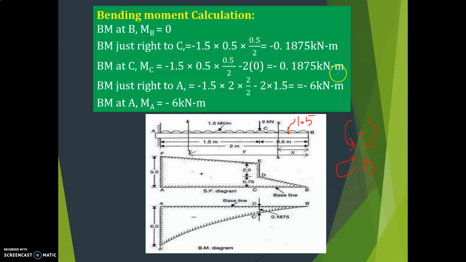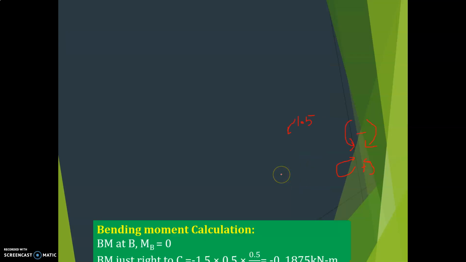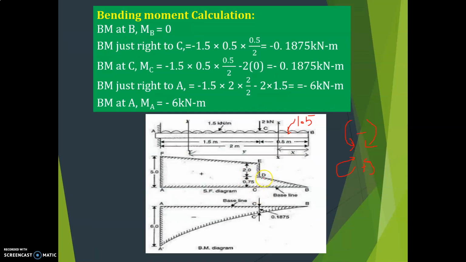Okay, so like this you can calculate the bending moment. Then draw the bending moment and shear force diagram. How to draw the shear force diagram? At B, the shear force is 0, then just right to C it is 0.75. So that is 0.75 here. This is linearly changing. You can see here, this is changing from 0 to 0.75. Okay, UDL, that's why it is like this.